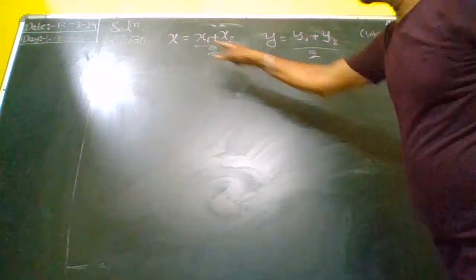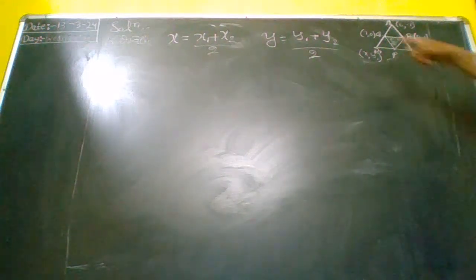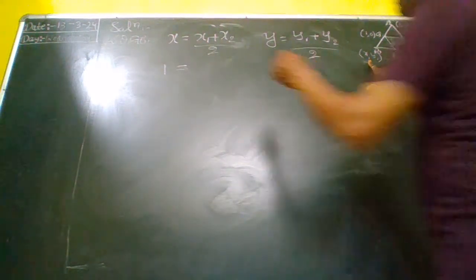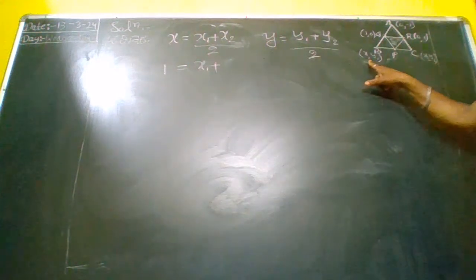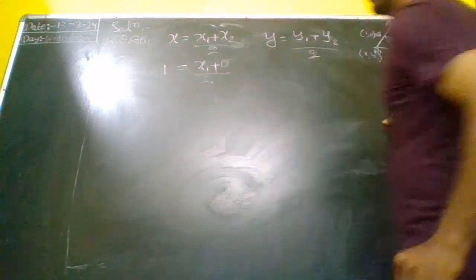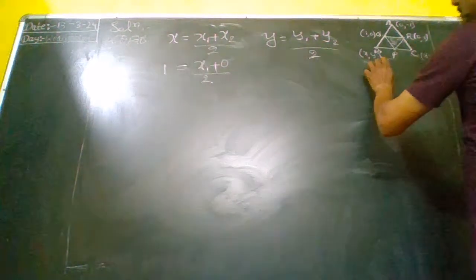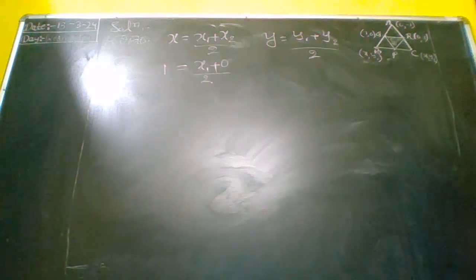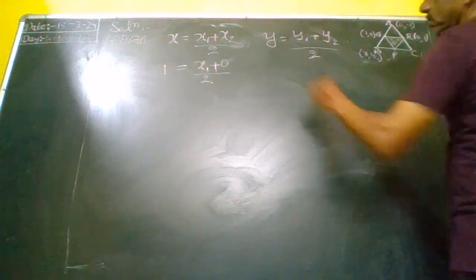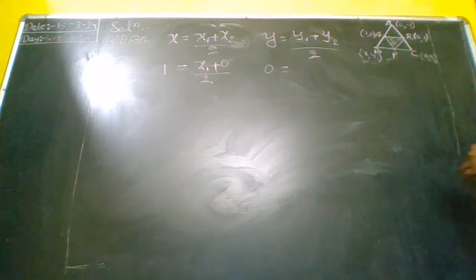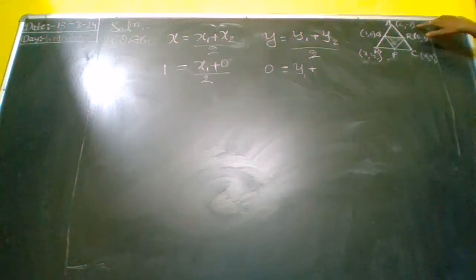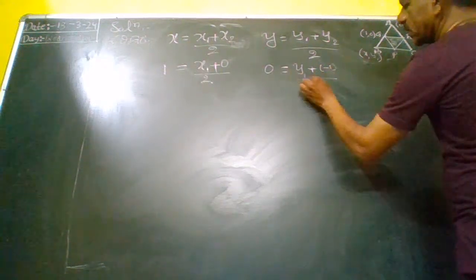So here x and y are the coordinates of the midpoint. x ಮತ್ತು y ಗಳು ಇಲ್ಲಿ ಮಧ್ಯಬಿಂದುವಿನ ನಿರ್ದೇಶಾಂಕಗಳು. So x ನ ಬೆಲೆಯನ್ನು 1 ಅಂತ ಕೊಟ್ಟಿದ್ದಾರೆ. 1 equal to x1, ಅಂದ್ರೆ ಈ ನಿರ್ದೇಶಾಂಕ, I will write it as it is because I don't know the value of x1, plus the value of x2, which is 0, divided by 2. ಅದೇ ರೀತಿಯಾಗಿ y ಅಂದ್ರೆ ಇಲ್ಲಿ Q ನ ನಿರ್ದೇಶಾಂಕ. y is the coordinate of Q, so that is 0. 0 is equal to y1, of course it is y1, plus y2 which is minus 1, and the whole is divided by 2.